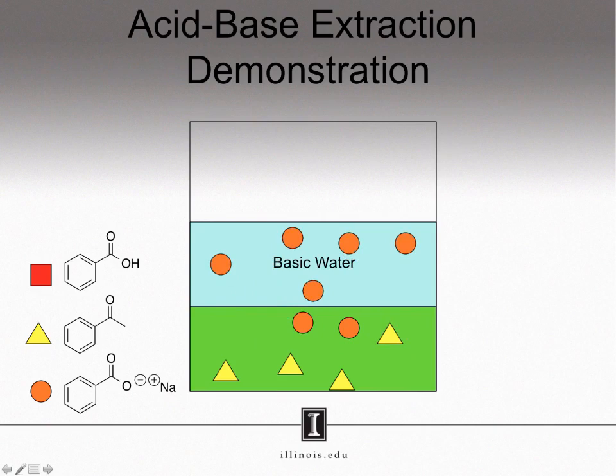To recap, we had a mixture of a carboxylic acid and a ketone. Both of these are organic compounds that will not dissolve in pure water. Their polarities are too different from water. However, by adding basic water, we cause an acid-base reaction to occur, where our carboxylic acid is turned into a salt. This salt is very polar and thus moves into the polar aqueous layer.